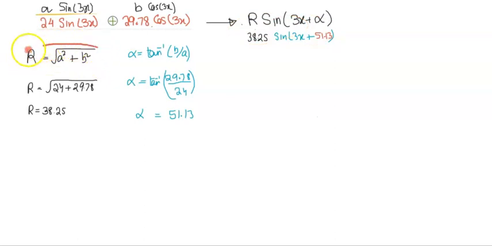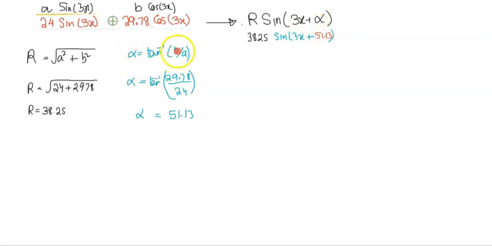So for r, we use this formula, square root of a squared plus b squared, where a is 24 and b is 29.78. I put that in and get the answer for r. Now I got r, which is 38.25. Now I need to find the value for alpha.